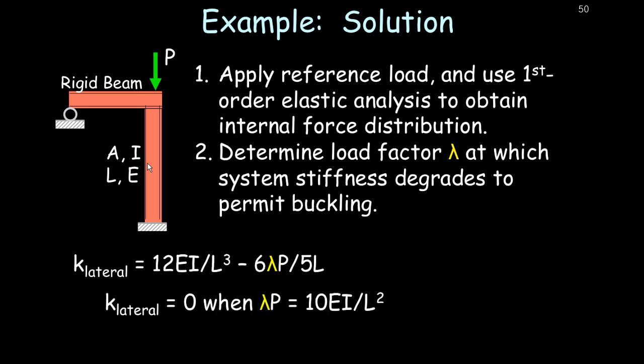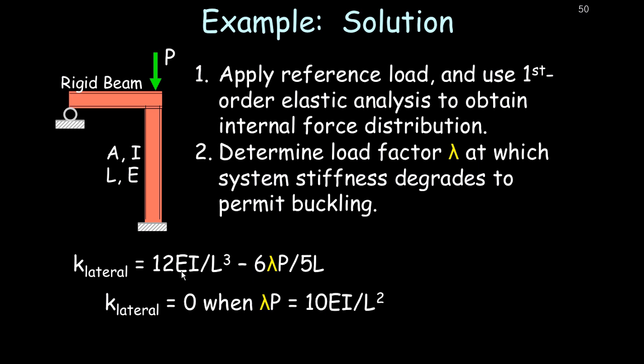All right. So keep in mind in our example here, the lateral stiffness was 12 EI over L cubed for the first order stiffness, and then we were reducing it by 6P over 5L. But what we've got here is a buckling load factor of lambda, let's say. So the buckling load would be lambda times P. So at what point does the lateral stiffness go to 0? So we can solve for lambda. If we do this little piece of very simple math, we would find out that lambda times P is equal to 10 EI over L squared.